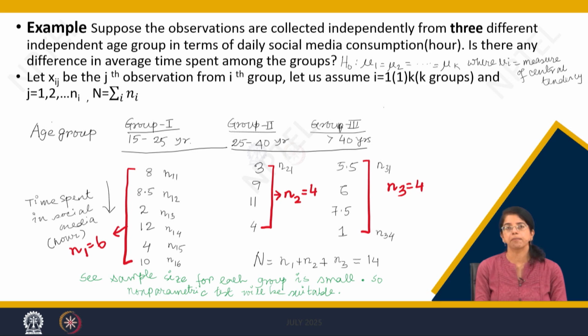Now, for this example, the sample size is very small. The normality assumption, that each of the 3 groups is following a normal distribution, will not be a valid one. We have to take the aid of non-parametric ANOVA.